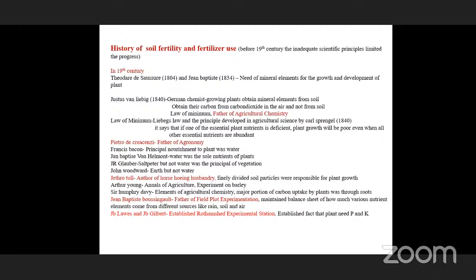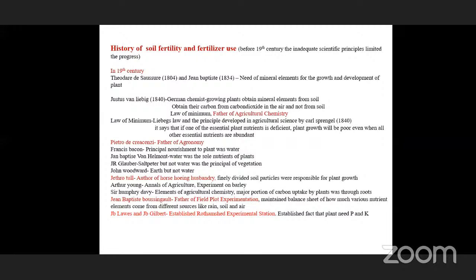After that, Glauber said that salt filter but not water was the principle of vegetation. And then Woodward, earth but not water. Earth means muddy water, or mud, may be considered the principal nourishment according to John Woodward. Then Jethro Tull, he is the author of Horse Hoeing Husbandry. Jethro Tull, we all know, also spoke about tillage, right? He said that finely divided soil particles were responsible for plant growth.